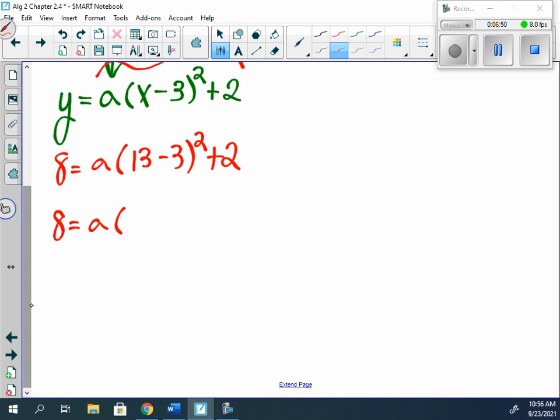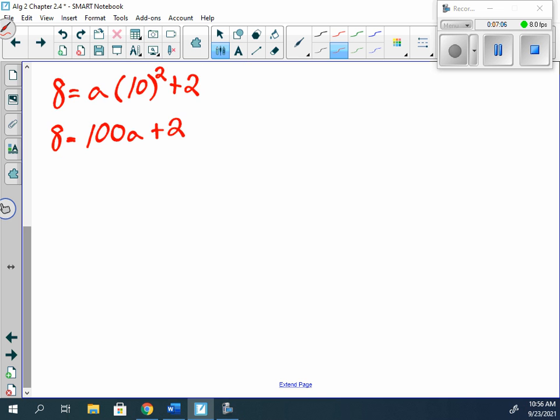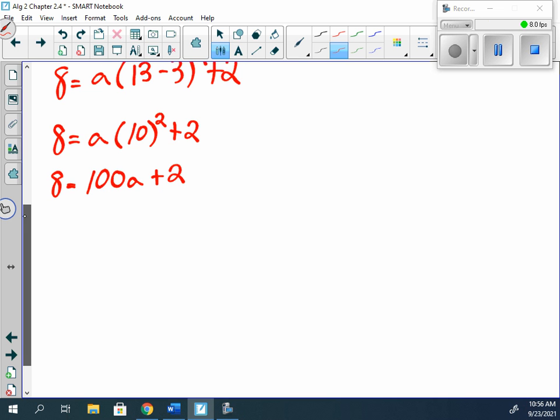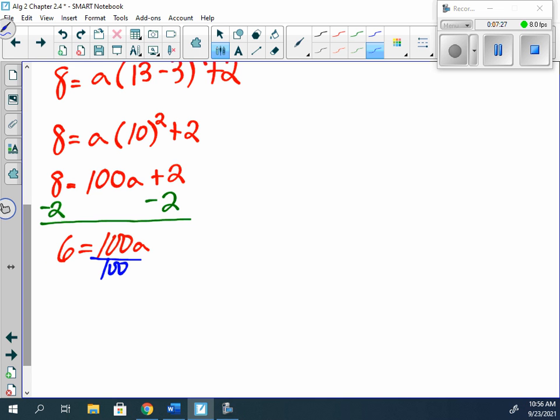Well, 13 minus 3 is? Well, 10 squared is 100, and we would have times a plus 2. What would we need to do next to solve for a? Subtract 2 from both sides, which tells me that 6 is equal to 100a. Divide both sides by 100.